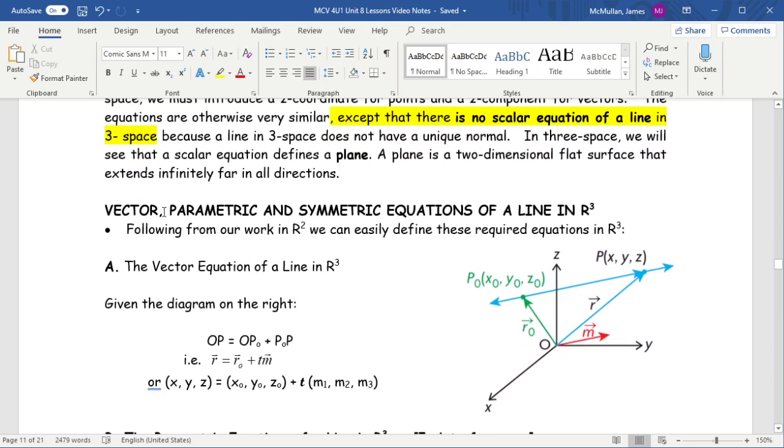Okay, vector, parametric and symmetric equations. Now there is a new type of equation today. We don't use it super often, so just make sure you flag it in your notes. If I ask for it, you know where to go back and look.